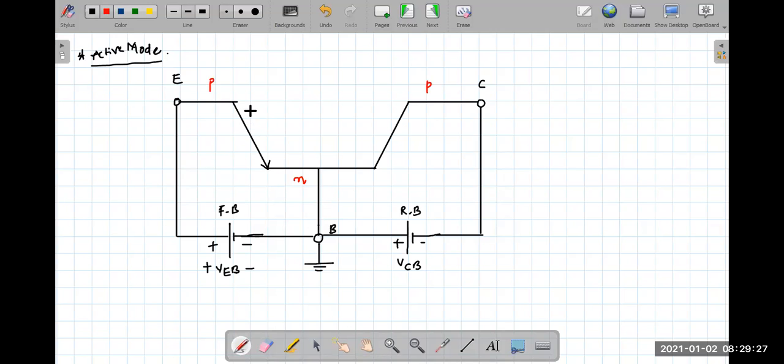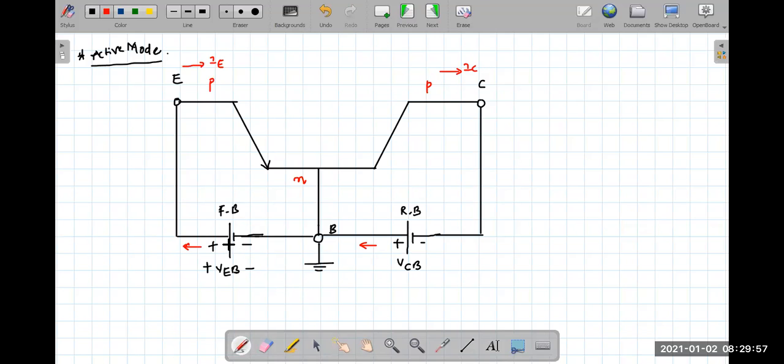Where is the direction of the current? The direction of emitter current is here. So this is the direction of emitter current. And this is the direction of the collector current. In fact, if you can see, the direction of the external voltages applied will exactly match or tally with the direction of the currents in the emitter and collector. Do you agree with this?